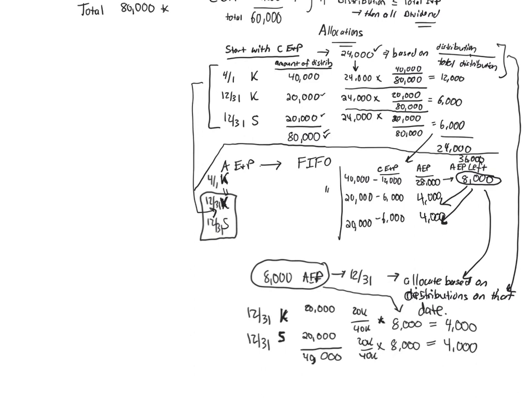So now we have all the E&P allocated. We've got the current E&P of $24,000 allocated 12, 6, and 6. We've got the $36,000 of accumulated E&P allocated 28, 4, and 4 based on dates. So now that we have that breakdown, we can do part 3, the waterfall. Actually, I'm going to need more room than that.